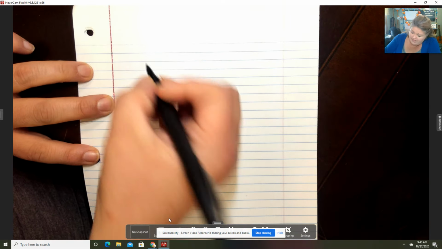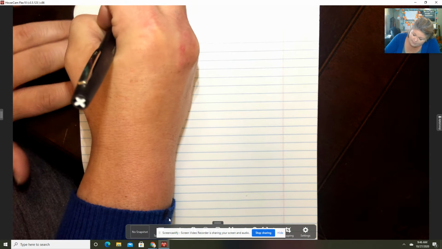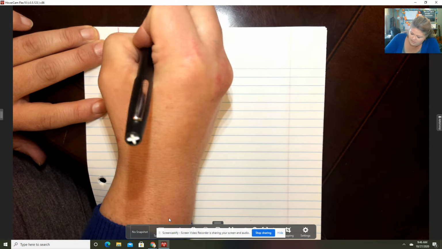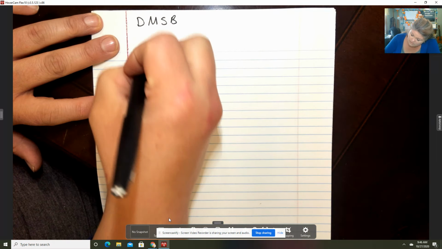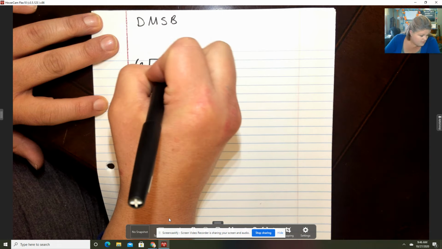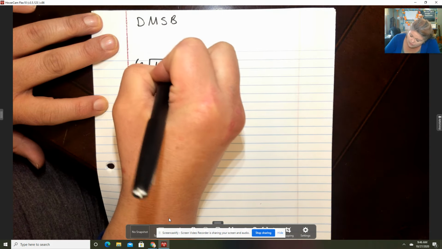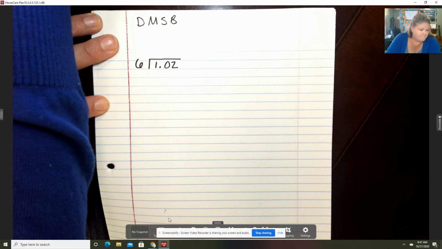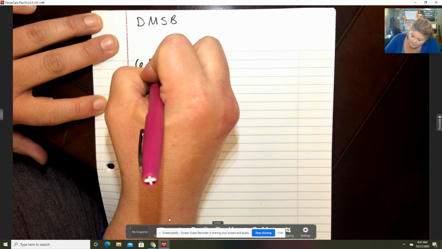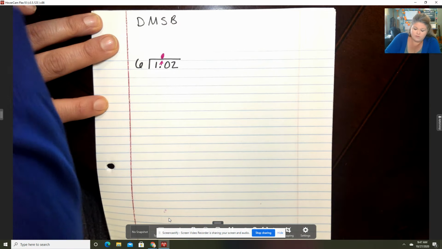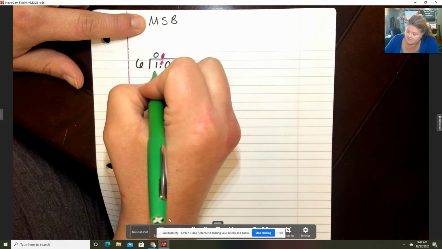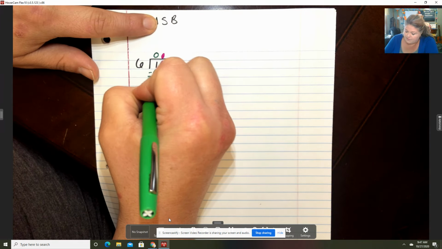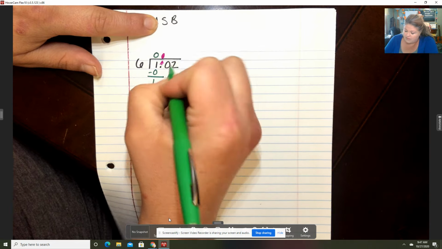All right, so I'm going to start off with my first one, but I'm going to put divide, multiply, subtract, bring down up here, just so I remember. And I'm going to have 6 into 1 and 200ths. First step, bring up that decimal. All right, 6 goes into 1 0 times. 0 times 6 is 0. Now I'm going to subtract. 1 minus 0 is 1. Bring down.